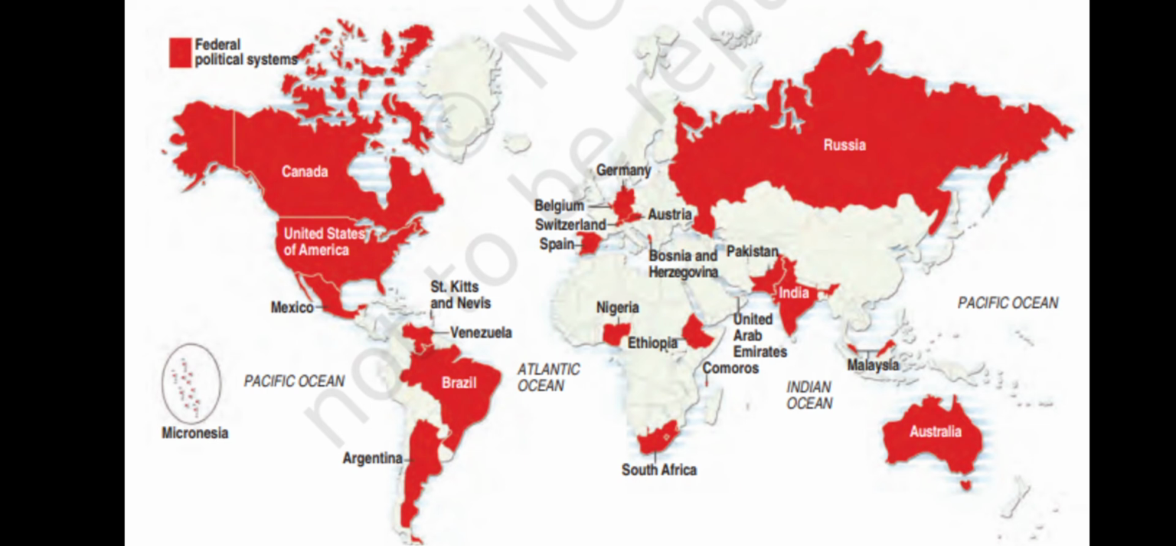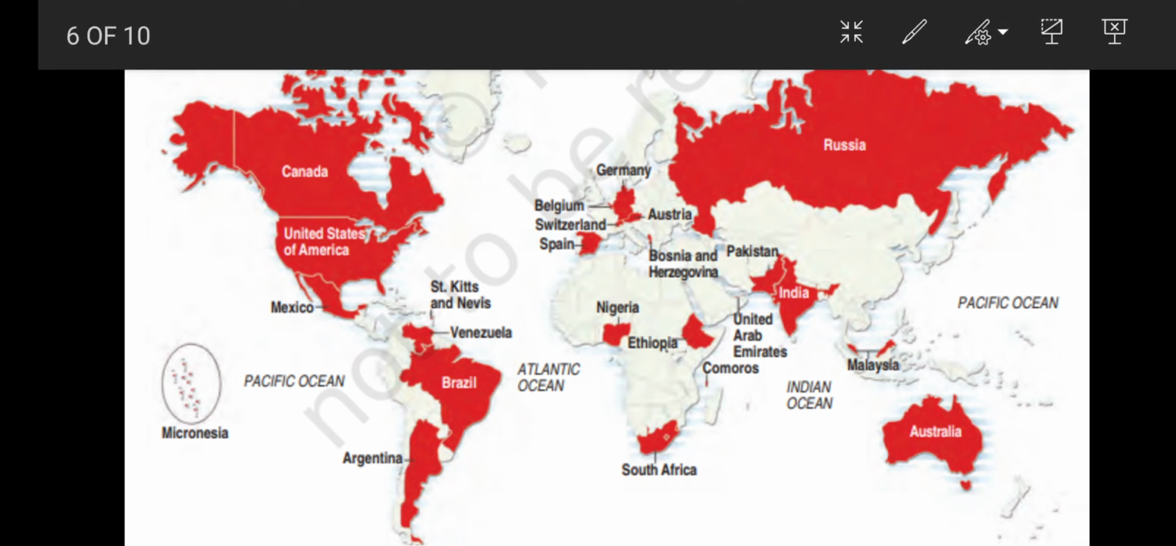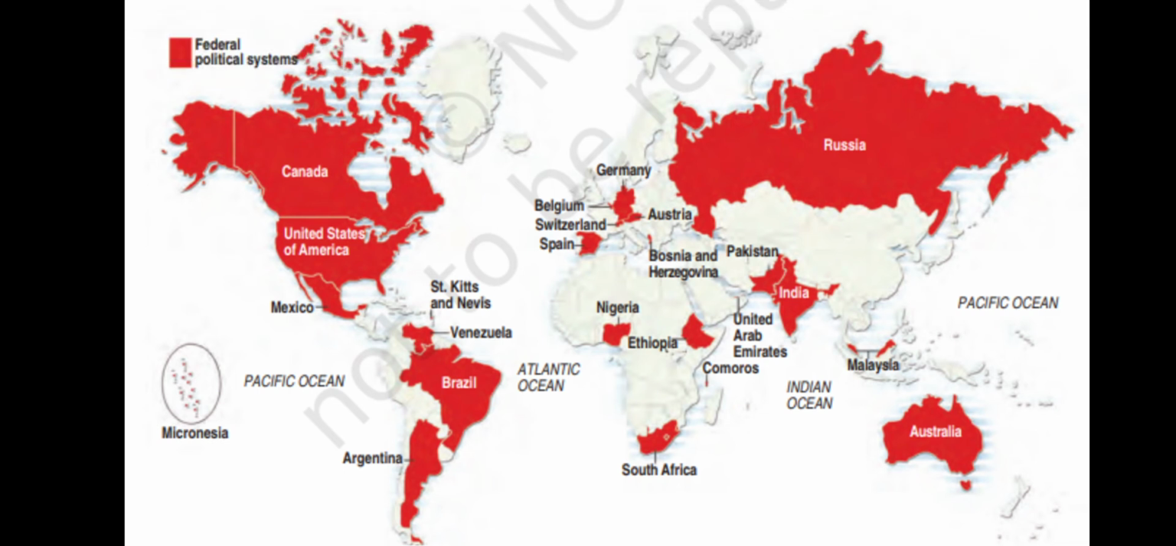And you can see here some important countries: United States of America, Canada, Russia, India. So all the big countries are federal countries. The only exception you can see here, underneath Russia, you see China, right? So China is an exception, although it's a very big country. Apart from China, all the big countries are federal countries.